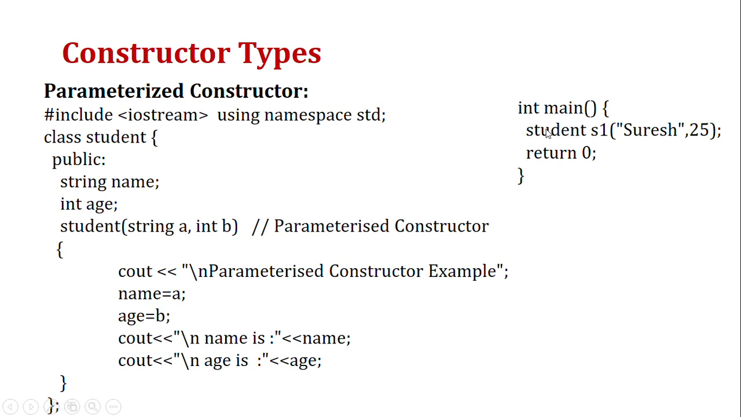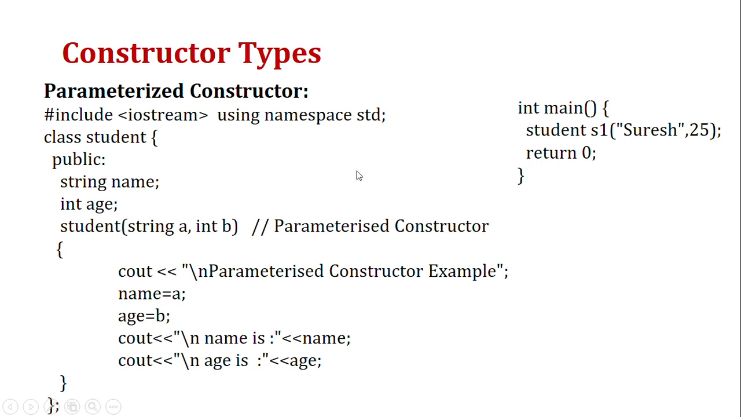Coming to the main function, while creating the object itself, I am passing two parameters. First one is a string and second one is an integer. The string and integer are given to A and B, and hence S1 name is A and S1 age is B. So this is how the parameters constructor is used to initialize object data members at the time of object creation.